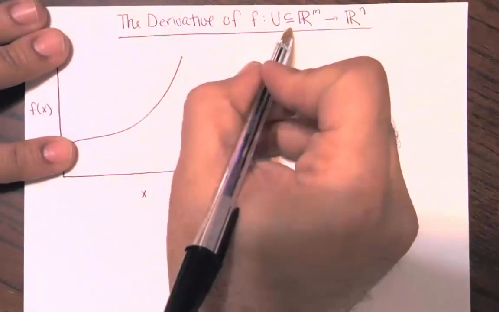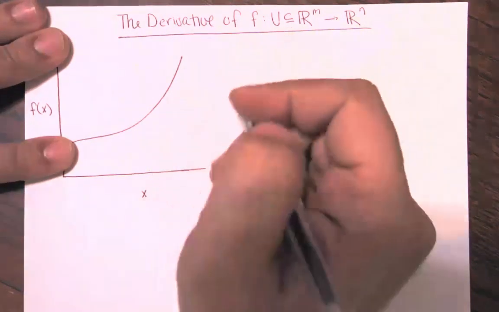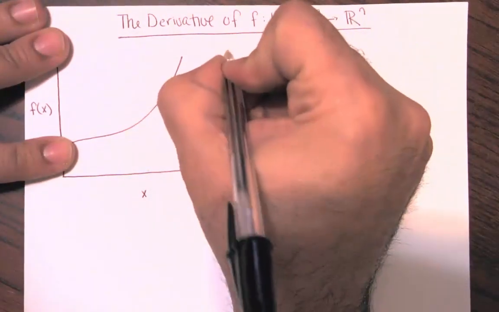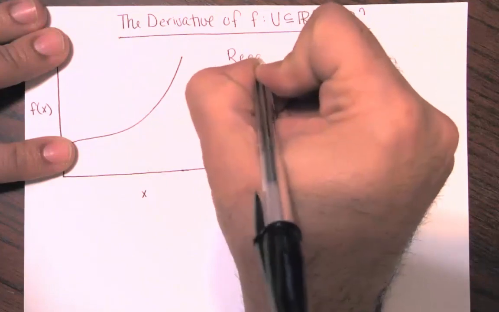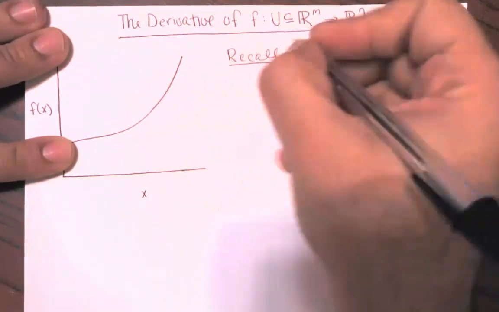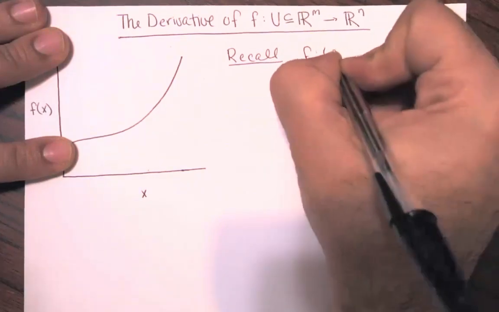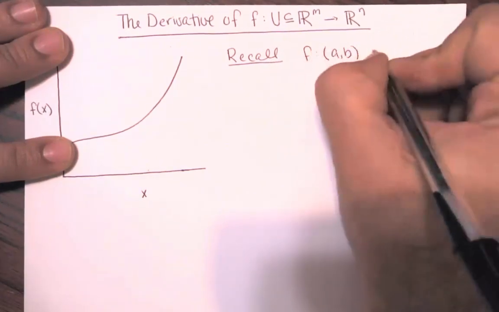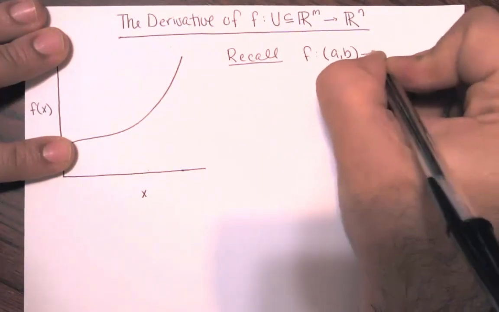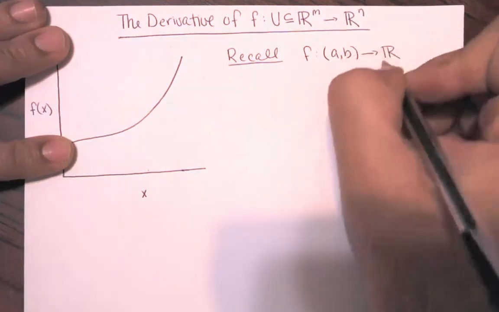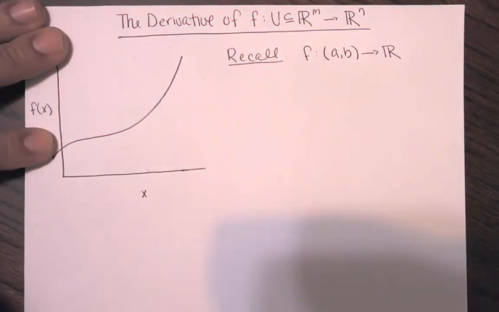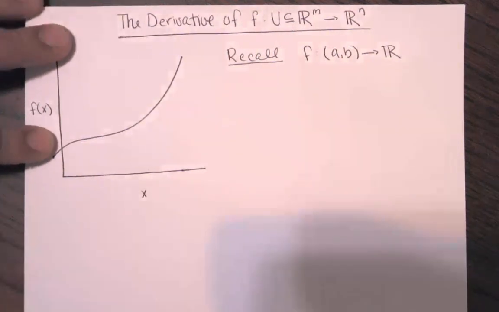Now, to get into mappings from Rm to Rn, let's recall a little bit of the calculus of the derivative of f that maps open intervals in R to R. So just a quick calculus 1 review and some of the analysis behind it. So a little bit of real analysis 1 review.